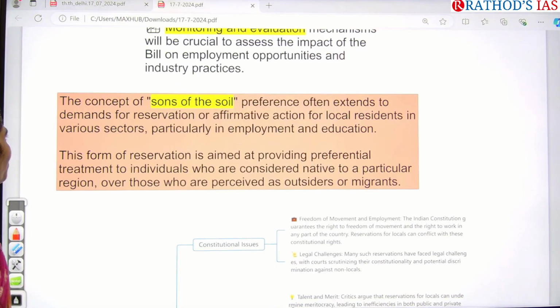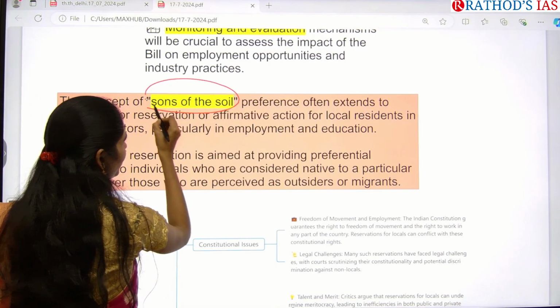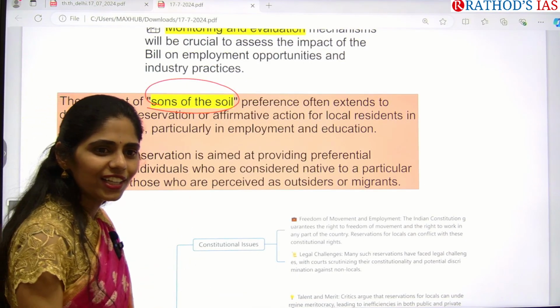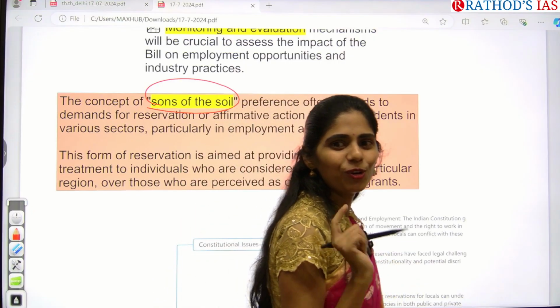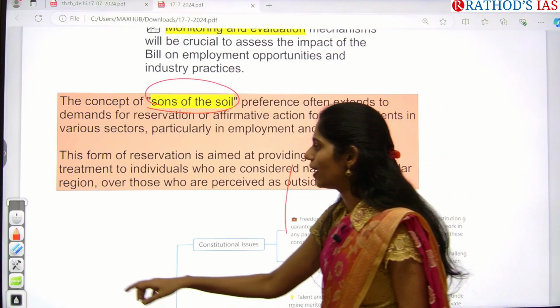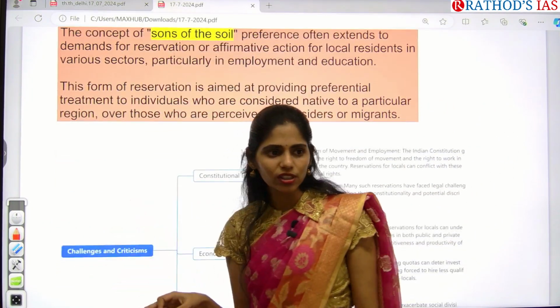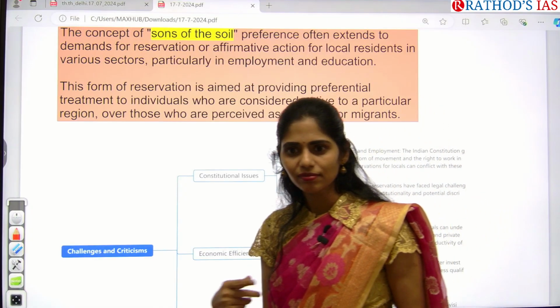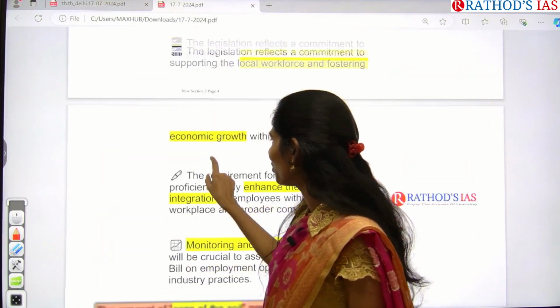And this concept we can connect to the sons of the soil preference. That means local residents are eligible for local jobs. So what are the issues here if you are providing reservation for locals? Tell me what the challenges or issues are. I said one.